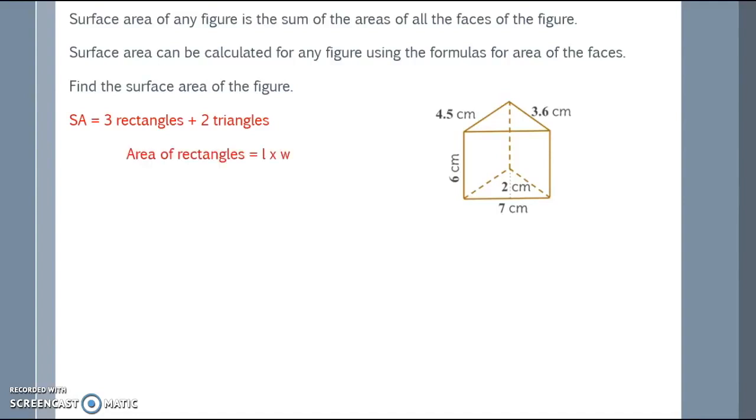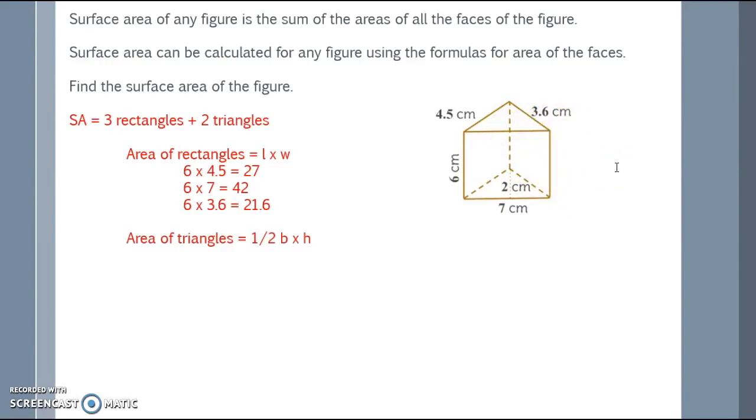The area of a rectangle is length times width. So we have a rectangle that is a size 6 times 4.5, which is 27. We have one that is 6 times 7, so the one that's facing us. And we have 6 times, so this side will be 6, and by 3.6, so this right-hand side, so 21.6.